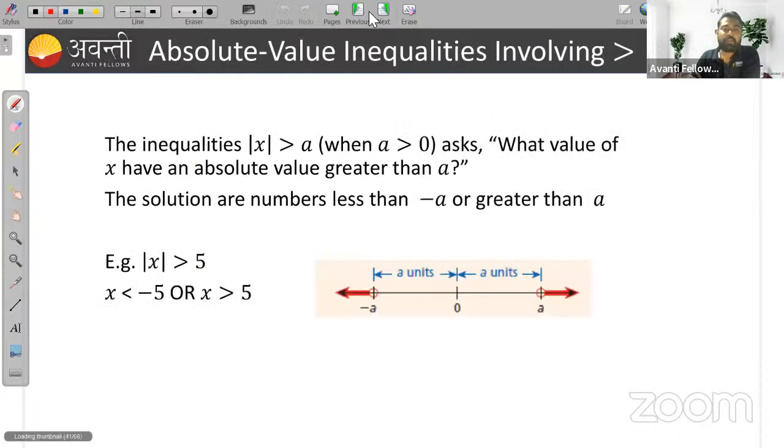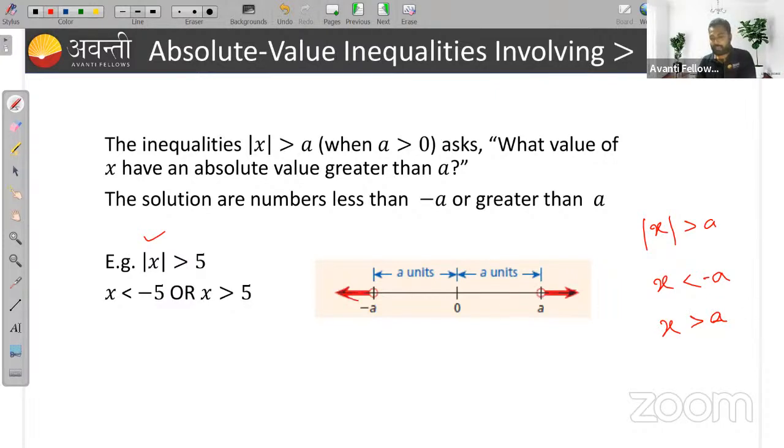Clear? चलो, next is mod of x is greater than 5. है ना? Suppose that means mod of x is greater than a. That means क्या हो जाएगा ना? x is less than minus a and x is greater than a. This is your solution. x is less than minus a and x is greater than a, and where a is not included, because here you are having only greater than and less than strictly. ठीक है? This is the graphical representation also.